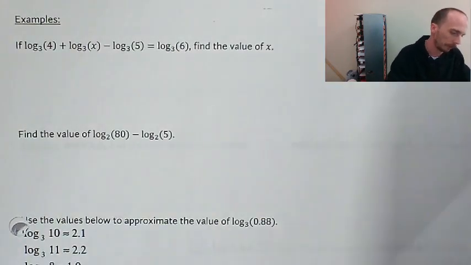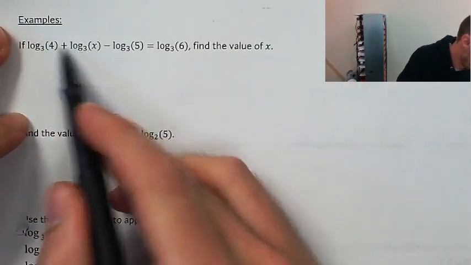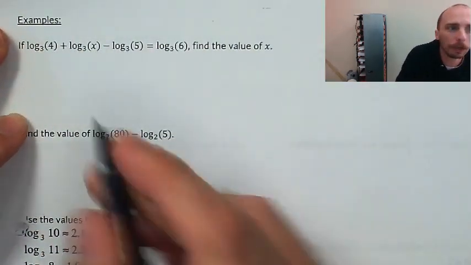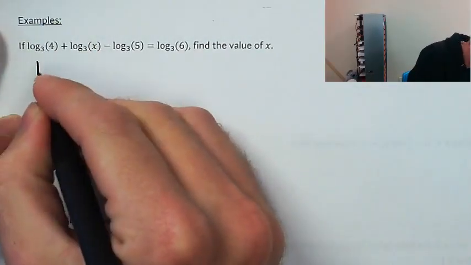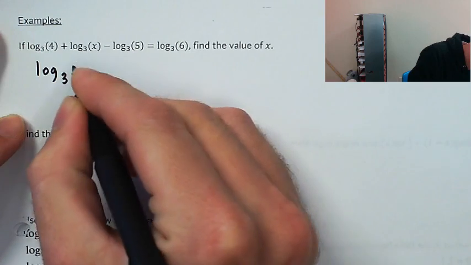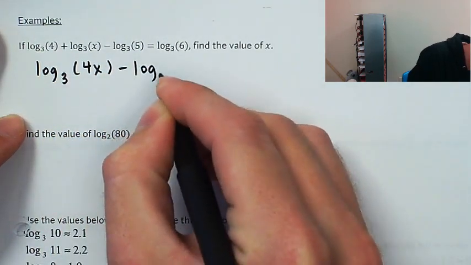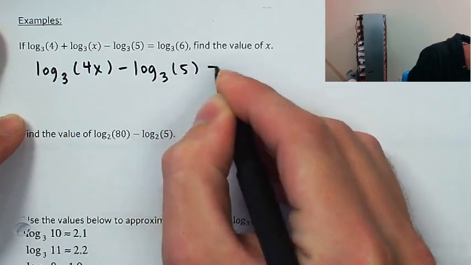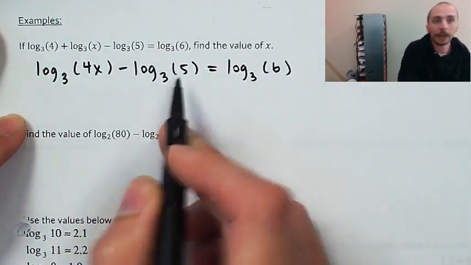All right, so I like this. The first one's starting us off pretty easy, kind of like the other one. So we're going to use our product and our quotient rule here, right? Because I've got a sum and a difference. So maybe I'll do these two first. And I'll say log base 3 of 4x minus log base 3 of 5 is equal to log base 3 of 6. And then I could combine.